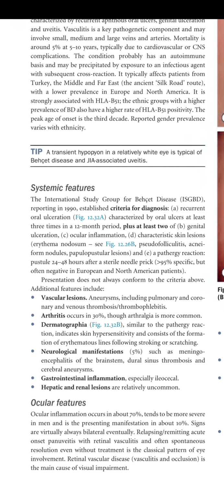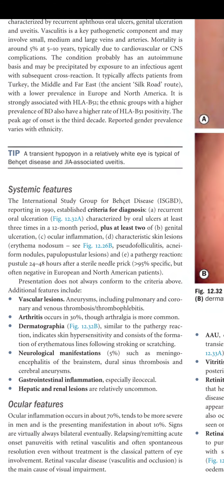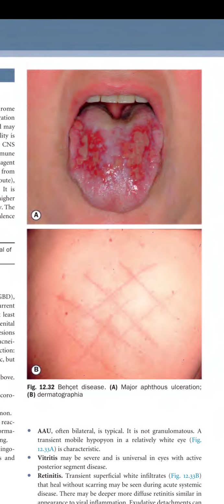Neurological manifestations occur in 5%, such as meningoencephalitis of the brainstem, dural sinus thrombosis, and cerebral aneurysms. So aneurysms are being formed. In the neurological case, there is going to be sinus thrombosis, cerebral aneurysms, and meningoencephalitis of the brainstem. Gastrointestinal inflammation, especially ileocecal, and hepatic and renal lesions are relatively uncommon. So this is figure 11.32. A is showing a major aphthous ulcer and B is showing dermatographia.